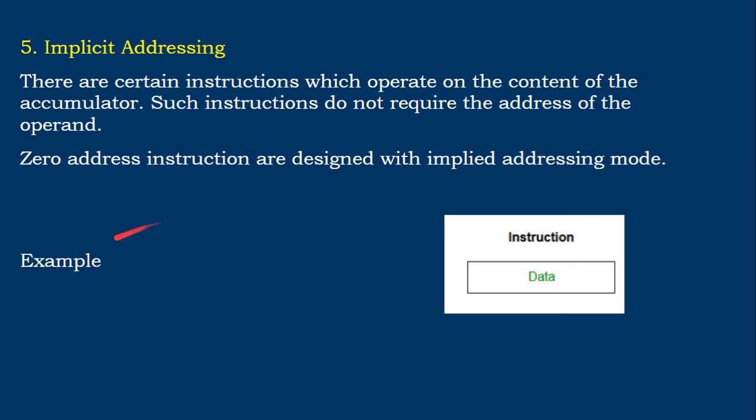Examples of these instructions are CMA, complement A. The content of the accumulator A should be complemented. You can see there is no other term here, only CMA is the instruction. No data is specified; the data is in the accumulator itself. RAL means rotate accumulator left, and RAR rotate accumulator right. Everything is done with respect to the accumulator, not with any external register, memory address or data. Everything is implemented in the accumulator itself. So this is implicit addressing. The diagram says the data is in the instruction itself.